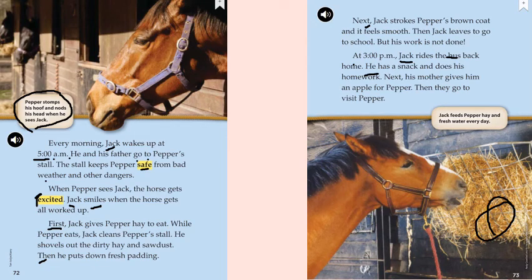He has a snack and does his homework. Okay? Next, his mother gives him an apple for Pepper. Then they go to visit Pepper again. This is another caption. Let's read it together. Jack feeds Pepper hay and fresh water every day. So, Pepper needs hay and fresh water every day.